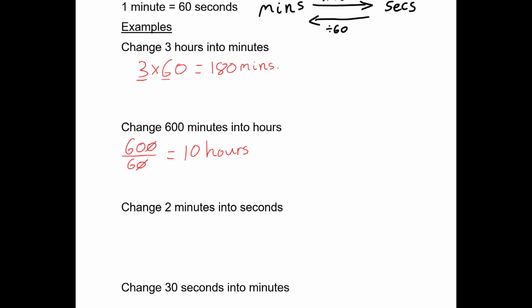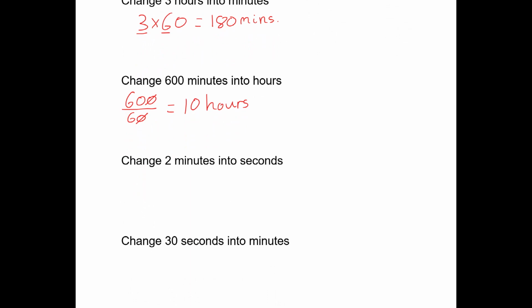Finally, to change 2 minutes into seconds, I would do 2 times 60, minutes into seconds, times by 60, which would give you 120 seconds. And to change 30 seconds into minutes, you would have to divide by 60. So I would do 30 divided by 60, which is going to be 0.5. So 30 seconds is half a minute.